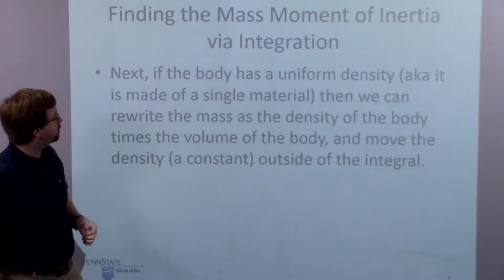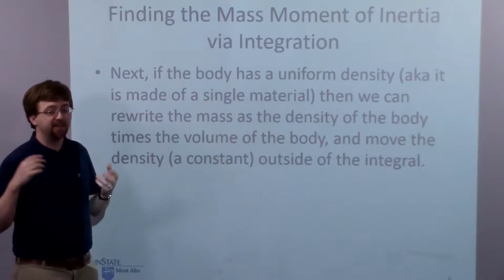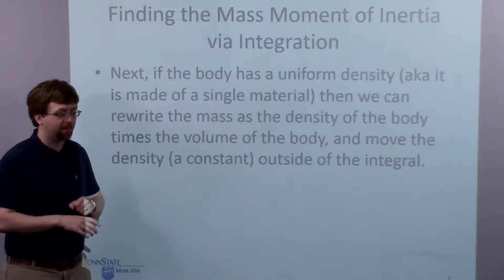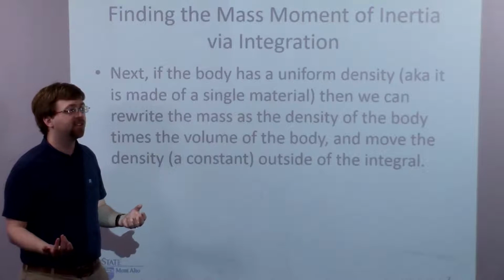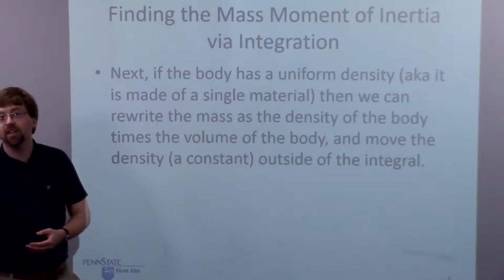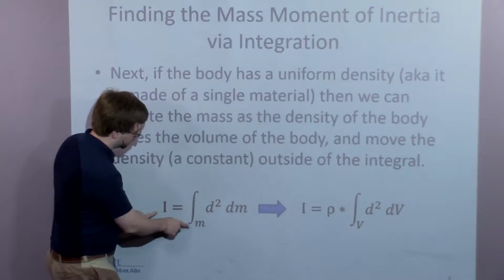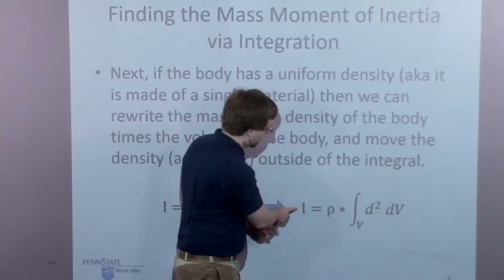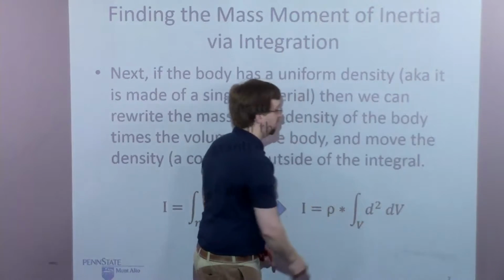All right, so next, if the body has a uniform density, aka if it's made of one single material, I've got a steel block, I've got a plastic block, whatever, then we can rewrite the mass as the density times the volume. If density is constant, we can bring it outside the integral. And so I equals the integral of d squared dm, or if I've got a constant density, I is equal to density times the volume integral of this d squared dV term.